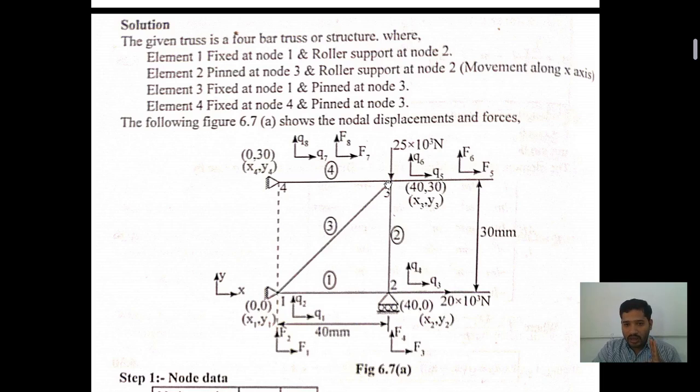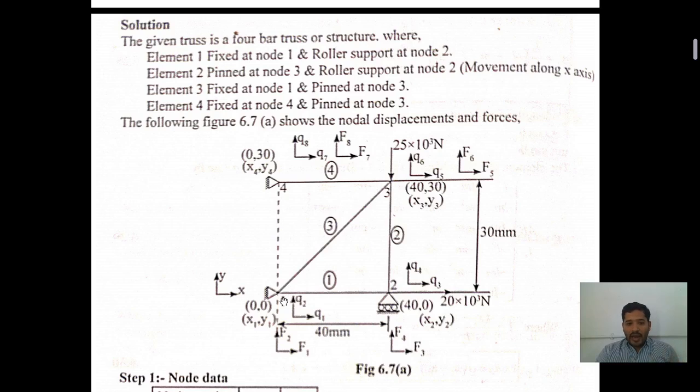If you are joining the third node to the fourth node, we are forming element number 4. The main thing is, it is pinned at point 3 and fixed at point 4. Clear here? I hope no one is having a doubt. The first node and the fourth node are rigidly fixed. At point 2, the roller support is acting. At point 3, a pin support is acting.